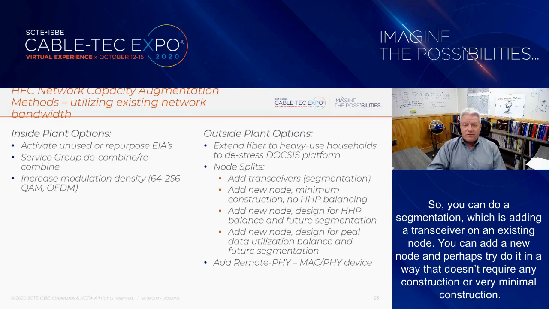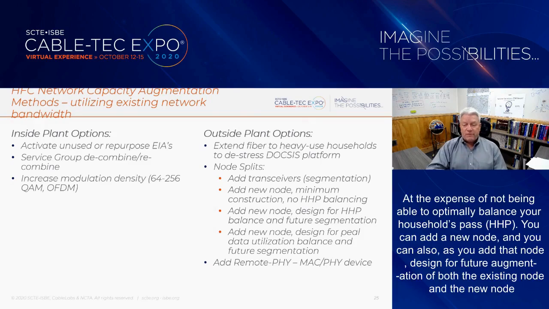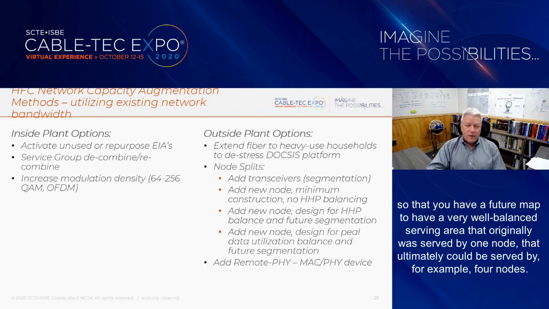So you can do a segmentation, which is adding a transceiver on an existing node. You can add a new node and perhaps try to do it in a way that doesn't require any construction or very minimal construction, at the expense of not being able to optimally balance your household paths. You can add a new node, and you can also, as you add that node, design for future augmentation of both the existing node and the new node so that you have a future map to have a very well-balanced serving area that originally was served by one node that ultimately could be served by, for example, 4 nodes.